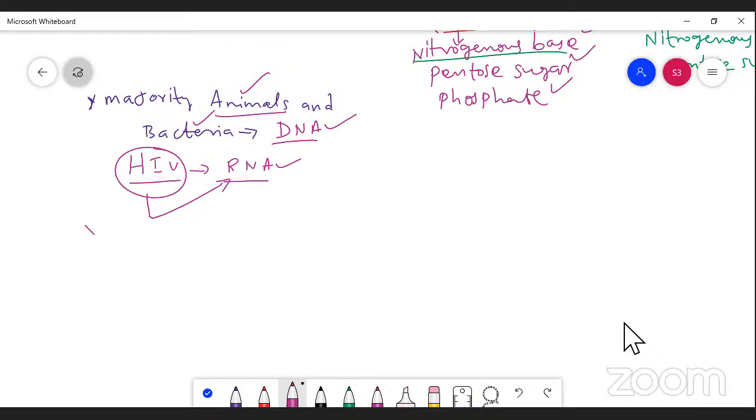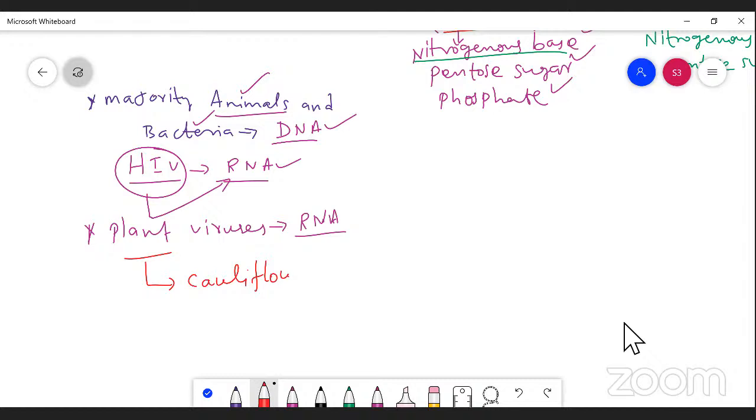Plant viruses contain only RNA, but the cauliflower mosaic virus, a plant virus, is an exception.